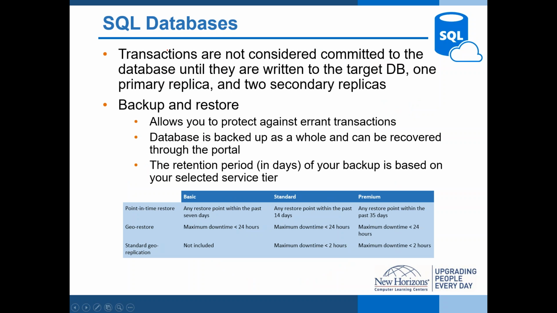As far as the transactions go, they are not considered committed until you have three copies made of that. Okay, so when you make an update to a database, it's going to be written to the target database, that's your main database. There will be a primary replica and two secondary replicas. So essentially, you've got three backup copies at a data center level that you can use. So that makes sure that if something goes wrong where the database is housed, heaven forbid somebody pulls the plug on it or spills Coke on where your target database is, you do have replicas that are current, up to date, that can immediately be switched over and used until the other one gets repaired.